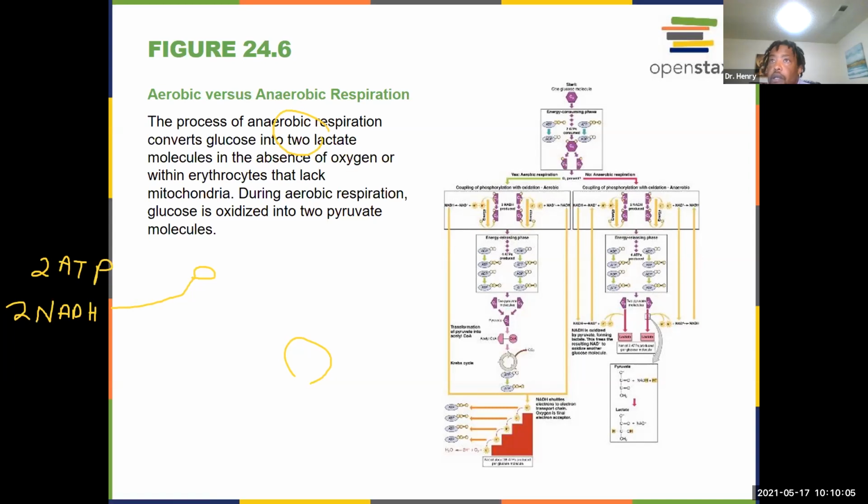Okay, so this process, glycolysis, doesn't require oxygen. It doesn't require oxygen at all. So we're able to make those 2 ATP, there's 2 total ATP, and there's 2 NADHs, those energy forms, without oxygen. But you're only able to make 2 ATP, right?